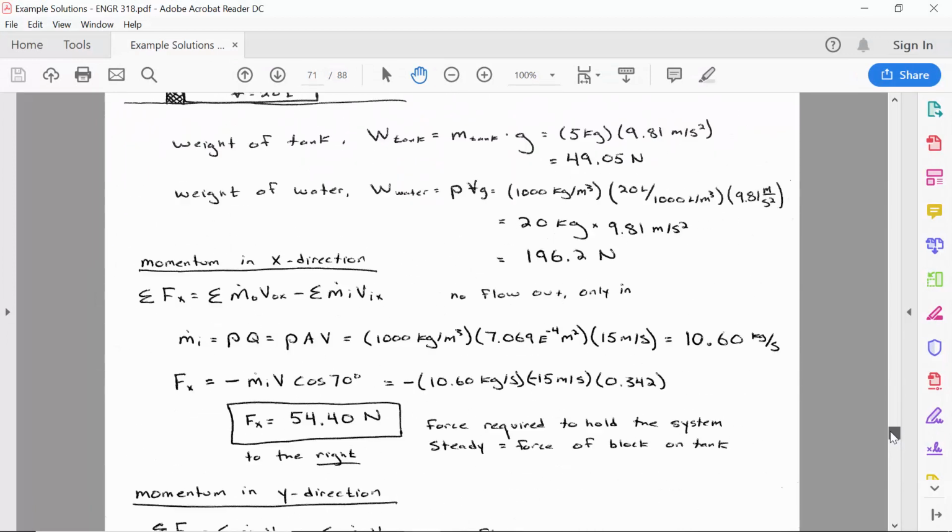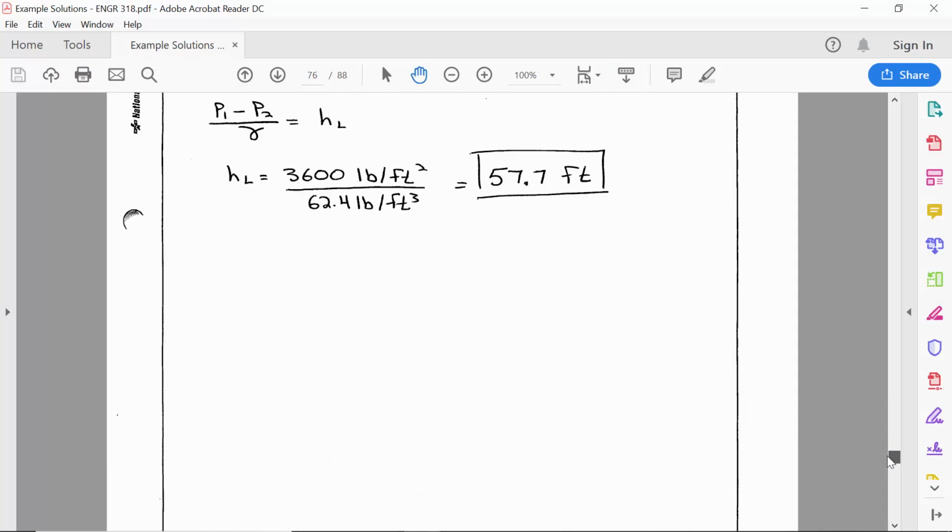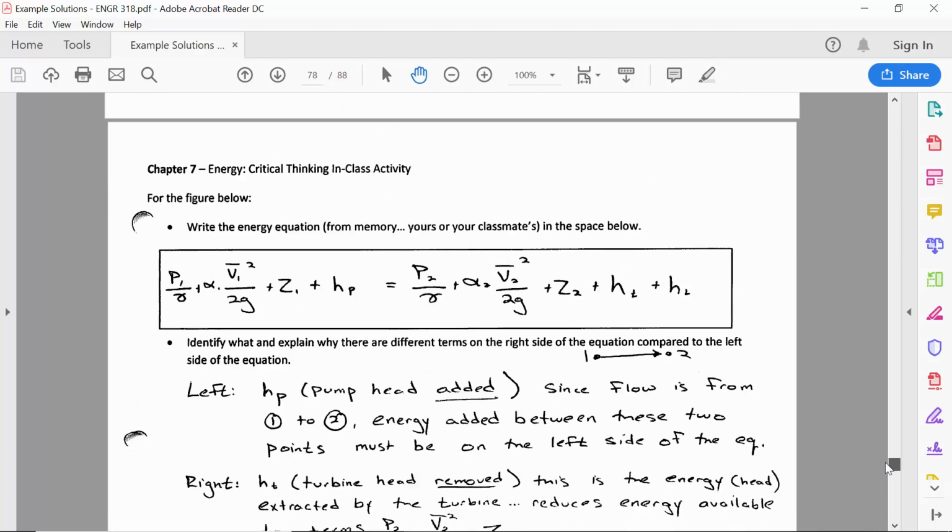Ooh, I went much too far. Here's the energy equation. The water's flowing from 1 towards 2. What do we choose as 1 and what do we choose as 2? Well, I'll let you discuss that with your classmates. I'd like you to work and try to solve what the flow rate is in that system, what the flow rate through the pipe is.